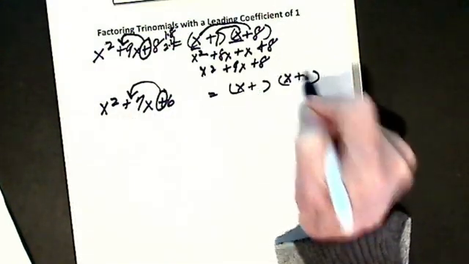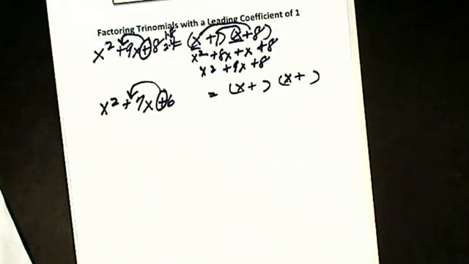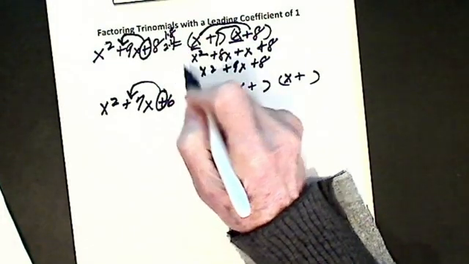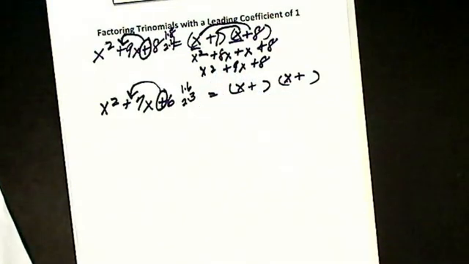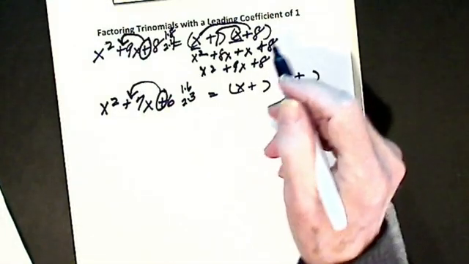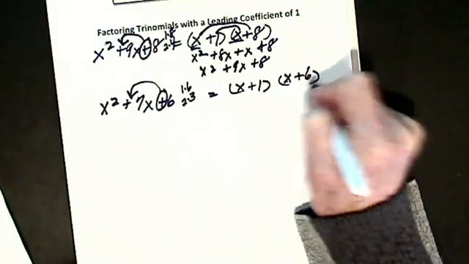No matter what happens, this has to be plus plus. Now I want two numbers that multiply together that give me 6. So my possibilities are 1 times 6 or 2 times 3. I ask myself one question: which pair, if I add or subtract, do I get a 7? It's got to be 1 and 6.